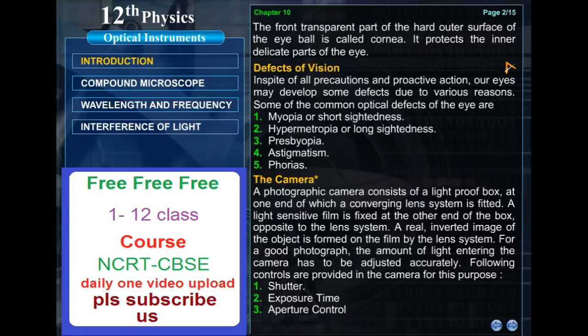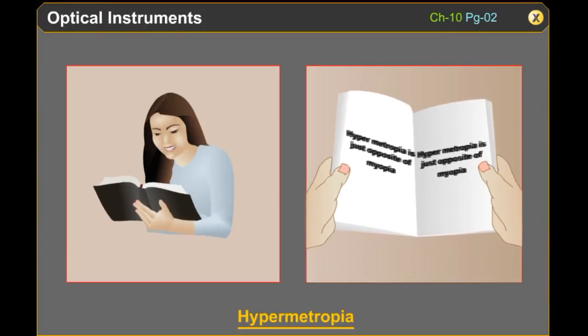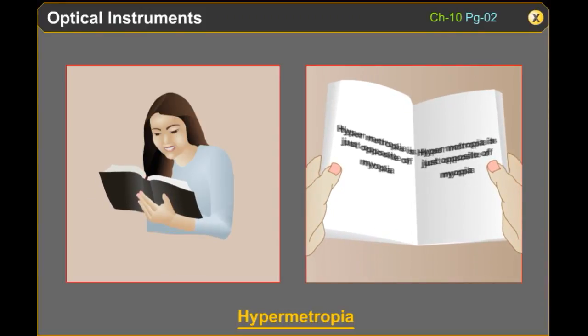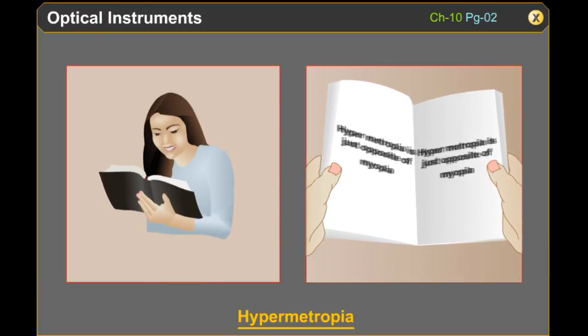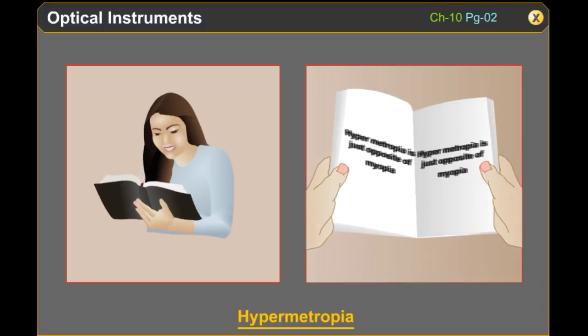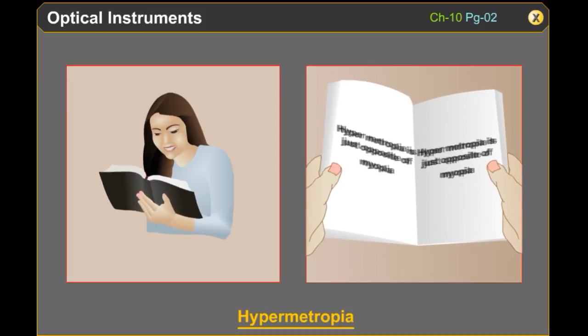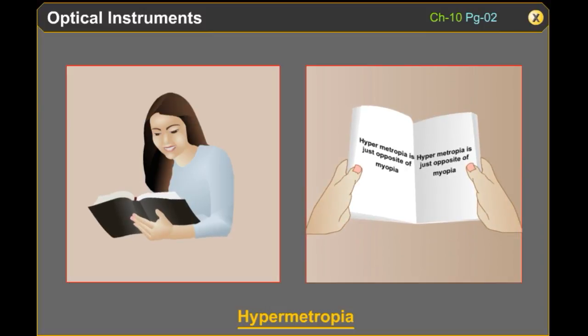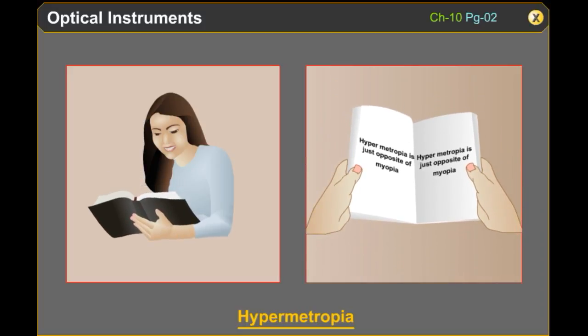Defects of vision. Hypermetropia. A person having the defect hypermetropia cannot read a book clearly and comfortably, though he can read the number of a distant bus clearly. This person has the eye defect called hypermetropia, that is, long-sightedness. He cannot read a book clearly by holding it at the normal distance of 25 cm. He has to hold the book at a much larger distance to be able to read it.